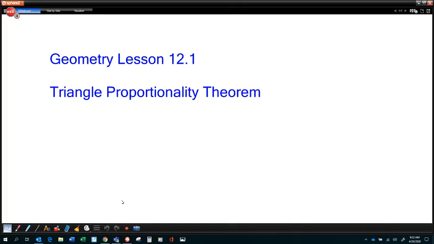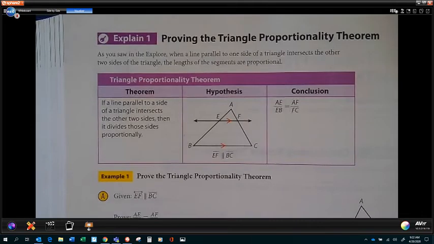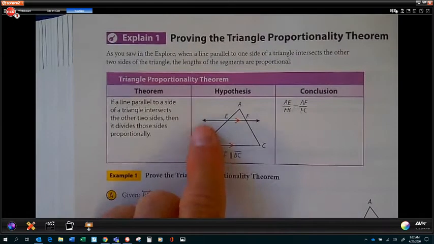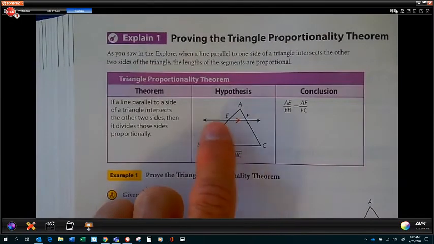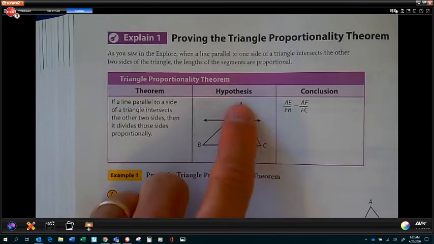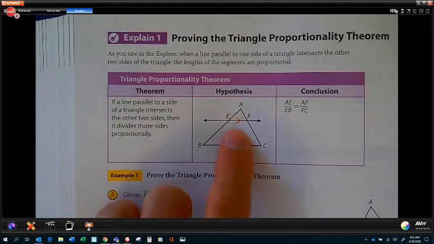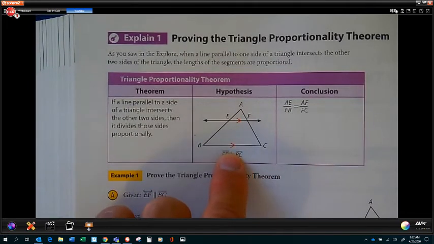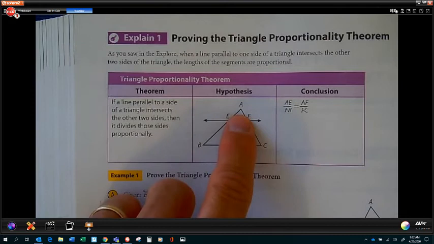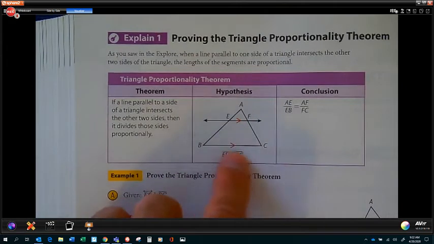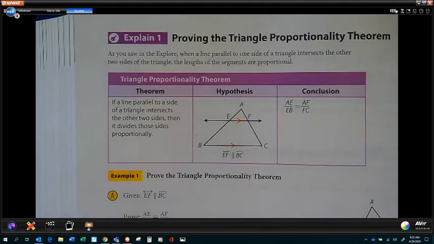Okay, lesson 12.1 is the triangle proportionality theorem. We're going to be covering that real quick. Here is the theorem. Basically, it says that if you've got two parallel lines and one of them crosses through this triangle, and these two lines are parallel, as you can see given by the symbols, then that means that the big triangle and this small triangle are proportional to one another.